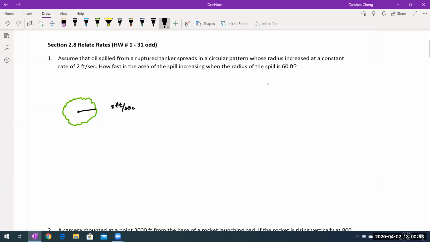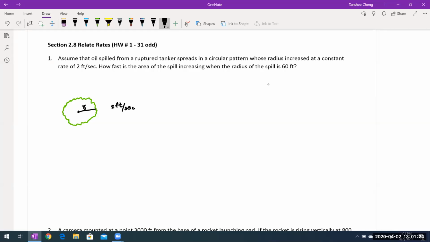Now, looking at this problem, first we can see the picture. Whenever you can draw the picture, try to draw it. That will help you label things, and at the same time make sure you label it correctly. So at this point, the radius is basically the variable, okay? And we know that this radius will be increasing as time goes on, as well as the area will be increasing as the spill time is increasing.